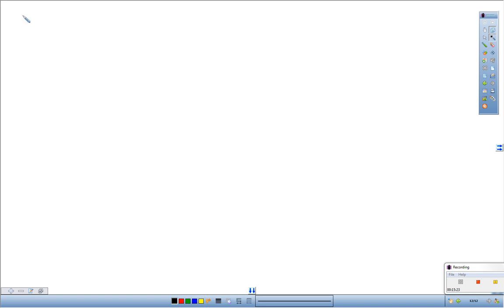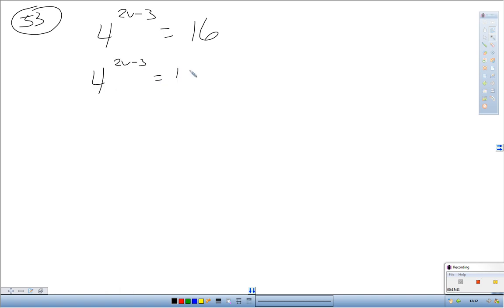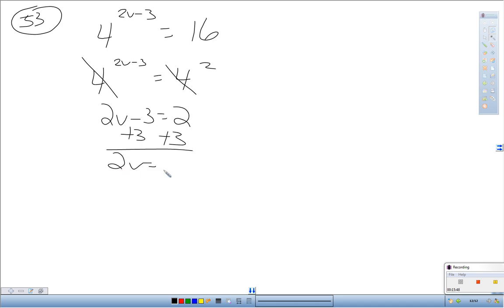All right, for 53, it wants you to solve these exponential equations. So this is moving into test 7 over exponentials. And my problem is 4 to the 2b minus 3 equals 16. Well, you got to get a common base. So the common base will be 4. So I'd have 4 to the 2b minus 3 equals 4 squared. 4's cross out, so that leaves me 2b minus 3 is equal to 2. Add 3, that gives me 2b is equal to 5. Divide by 2, so that gives me b is equal to 5 over 2.